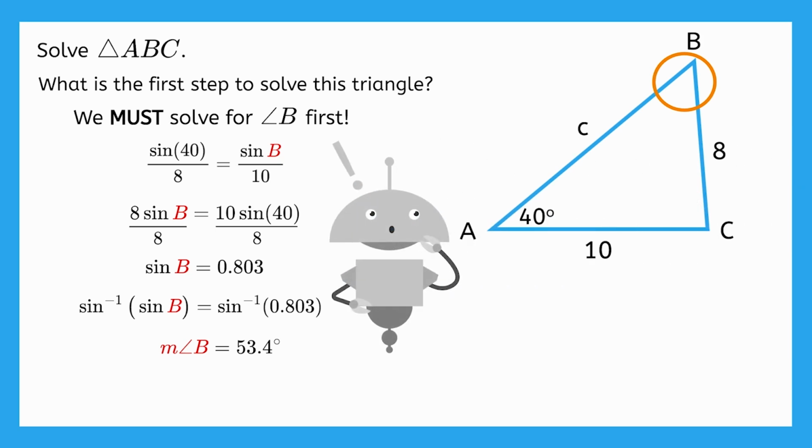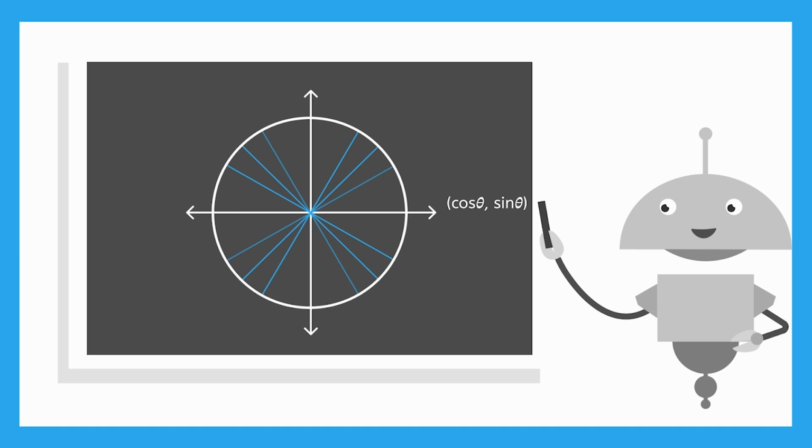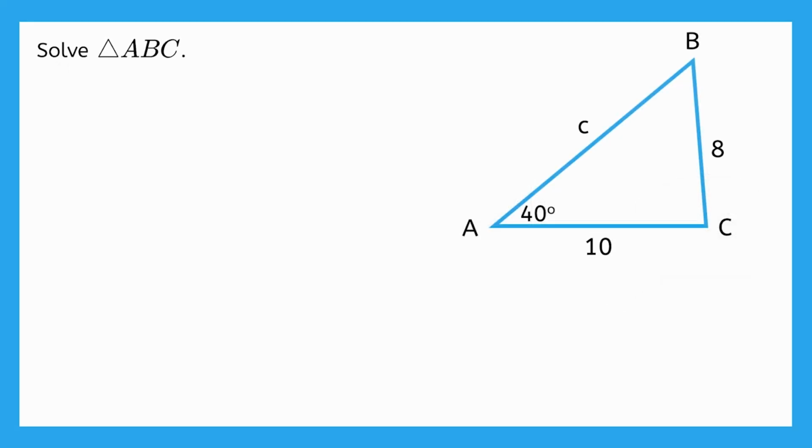But wait a second. You learned in Unit 5 that sine is positive in the first and second quadrants of the unit circle, which means that there is a second angle measure that would satisfy this equation for angle B. Welcome to what is known as the ambiguous case of the law of sines. Let's find out exactly what's happening with this triangle.